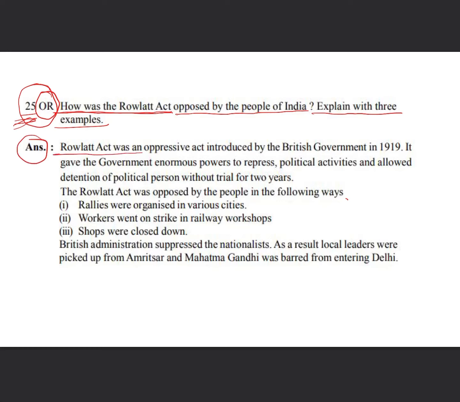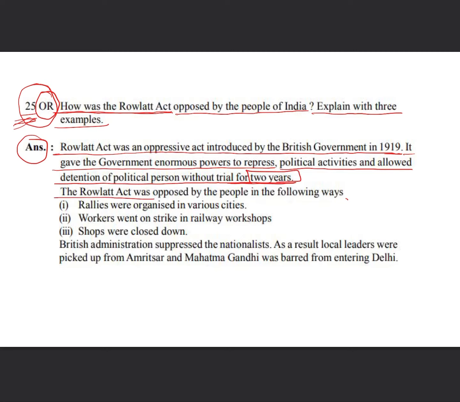The Rowlatt Act was an oppressive act introduced by the British government in 1919. It gave the government enormous powers to repress political activities and allowed detention of political persons without trial for 2 years.